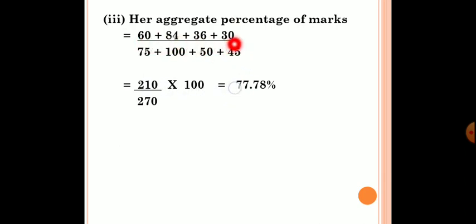So the addition of the numerators is 210, and the addition of the denominators, that is 75 plus 100 plus 50 plus 45, is 270, into 100. Solving this, we will get the answer as 77.78%. So her overall percentage is 77.78%. So that's all for this part.